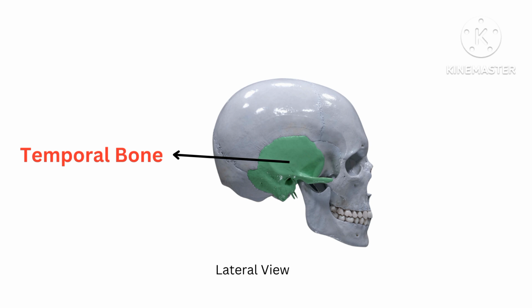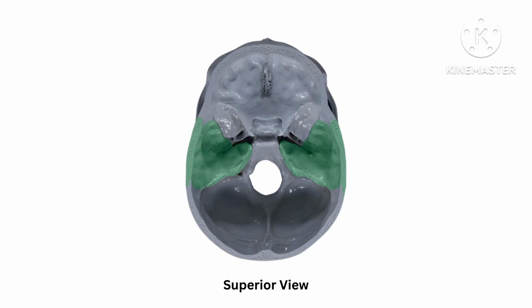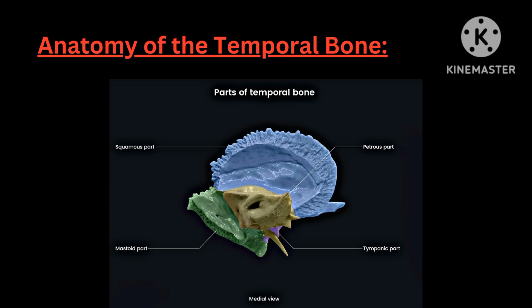It plays a critical role in protecting the brain, supporting facial muscles, and facilitating hearing and balance. Here is the superior view. Anatomy of the temporal bone. The temporal bone consists of 5 distinct parts.